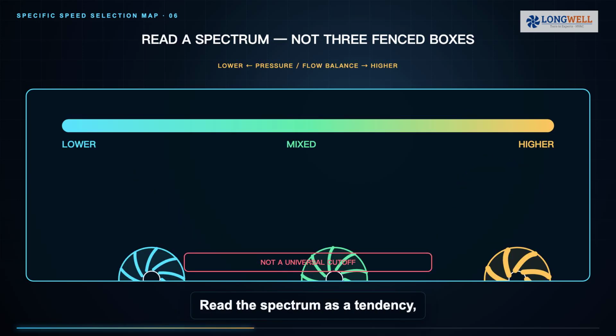Read the spectrum as a tendency, not three fenced boxes. Lower specific speed means comparatively more pressure duty and less flow duty, which generally favors radial or centrifugal turning. As the coordinate rises, mixed flow geometry shares radial and axial work. At the higher end, axial geometry becomes natural for comparatively large flow and lower pressure rise. Exact transition bands depend on the definition and design database.